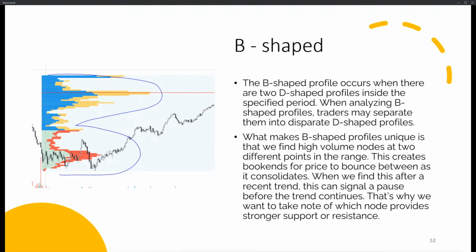If you're in a B shape and you go to the bottom, you accumulate, and then you break the top, that's a really, really, really strong sentiment to the bull side. Does that make sense? Yes. And the same is true for the opposite.